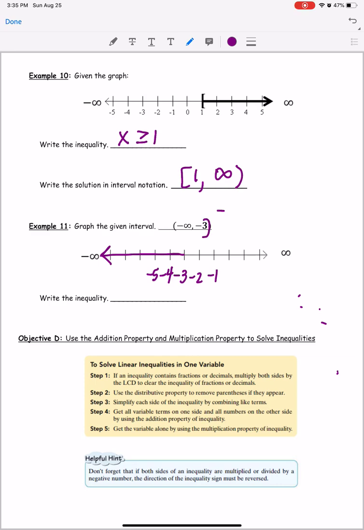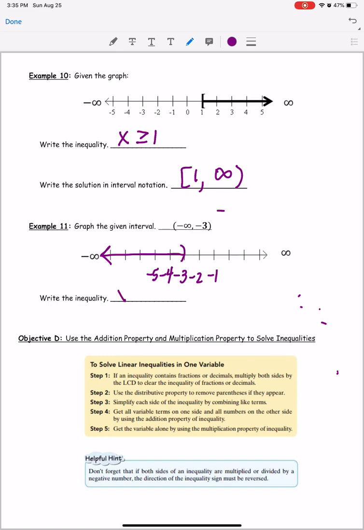And it's got a parenthesis here. So write this in interval notation. Starts off with negative, oh no, we already have interval notation. Interval notation's here. So we're writing the inequality, which is this right here.